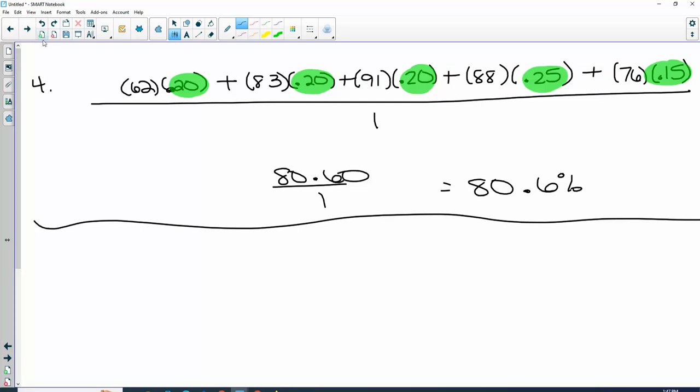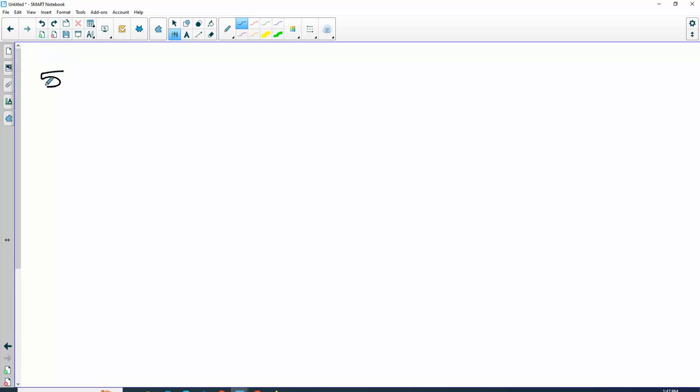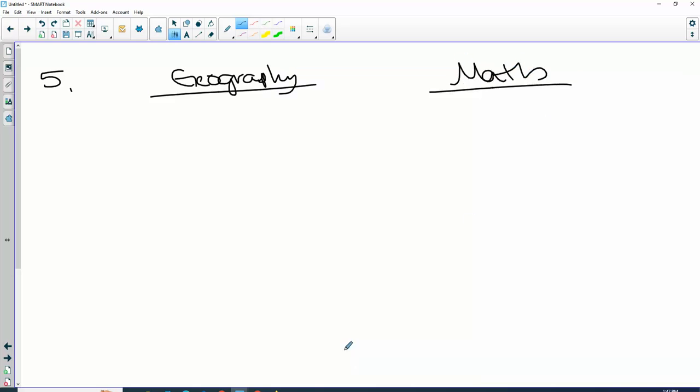Number 5. So we took 2 tests, geography and math, and I want to compare them. I don't really know how to compare when I'm looking at 62 and a 261. Those aren't even percents. It's like telling me how many points I got on the test. That's not overly helpful unless we have a little more information.